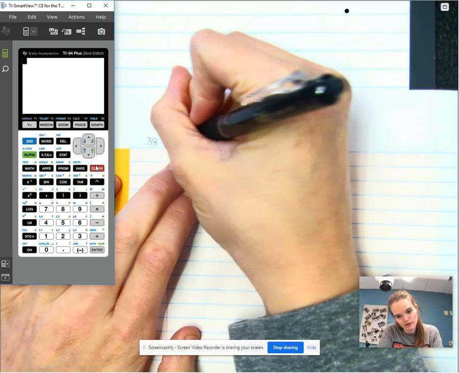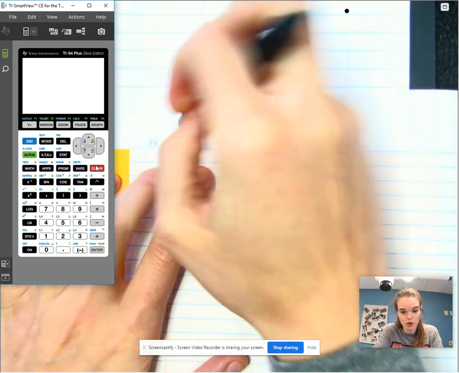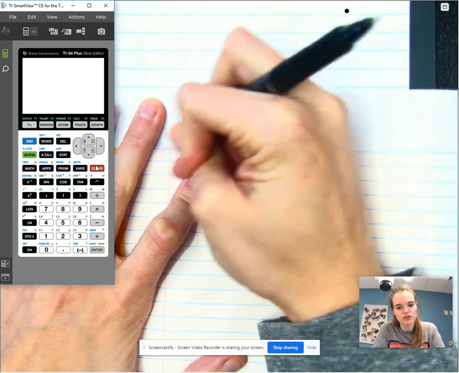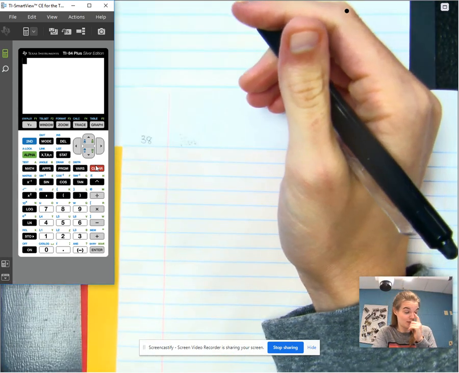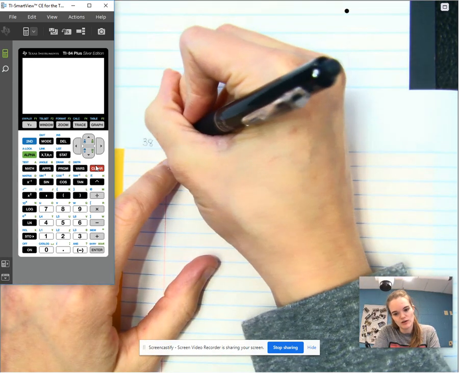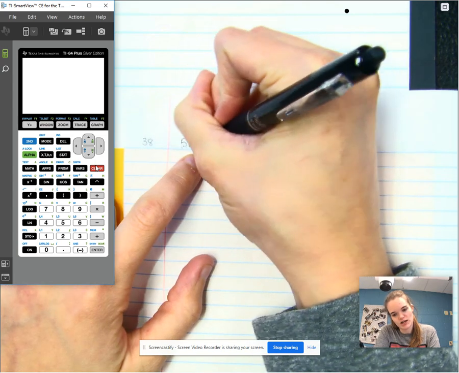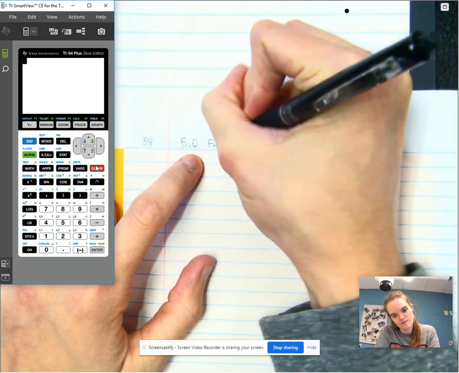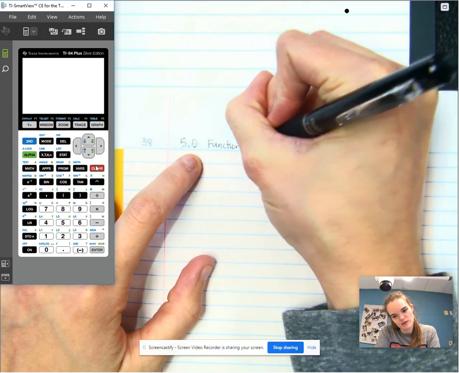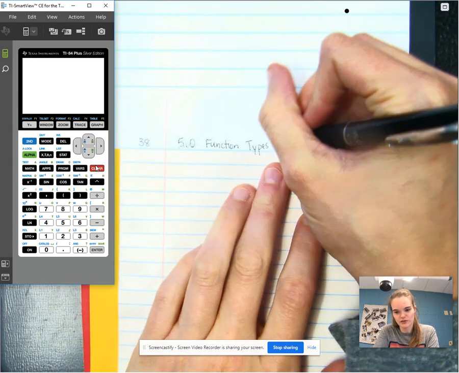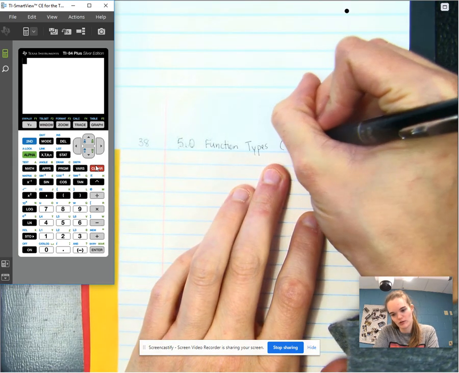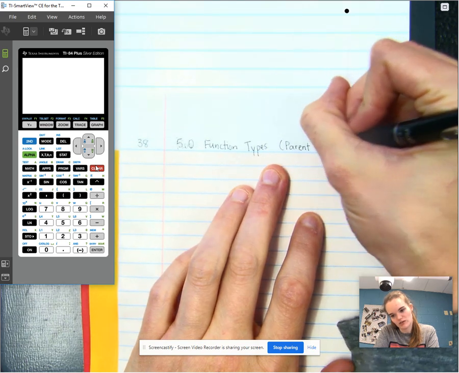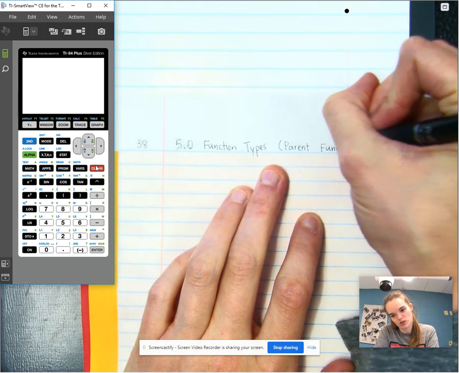Name it function types. It's 5.0 function types. We're also going to put in parentheses here that we're talking about parent functions today. But specifically today, we're talking about parent functions. You're going to see what a parent function is. It's the simplest form of the function.